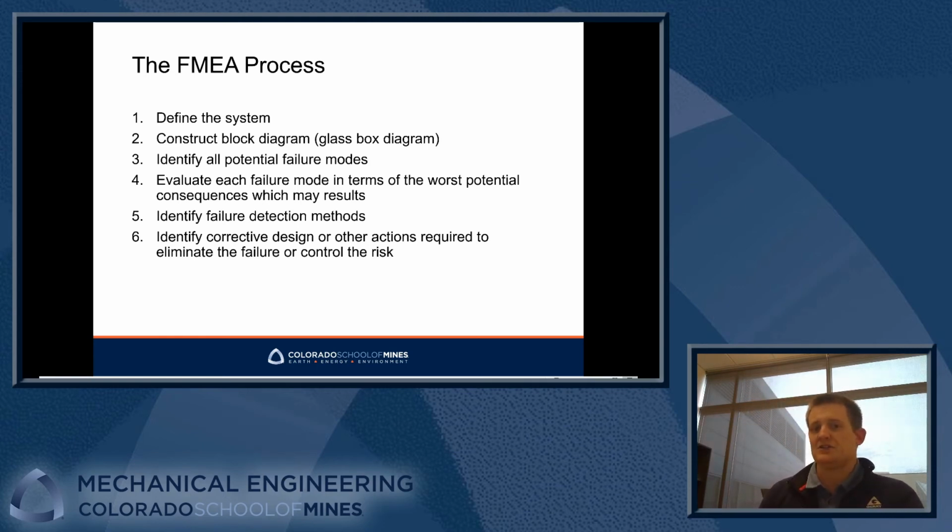Then we'll look at each failure mode in terms of what's the worst potential consequence that could result from that failure actually happening. Then we'll talk about how we could identify that failure happening. So if this part fails, how do we know that it's failed? And then we'll talk about what corrective design or other actions we could take to either eliminate that potential for failure or control the risk of that failure.